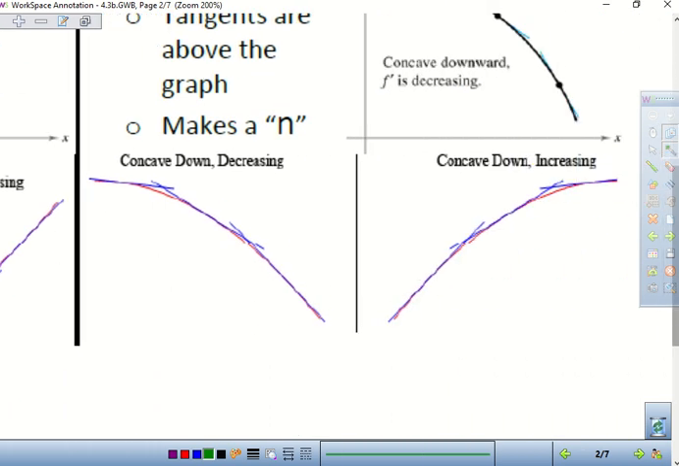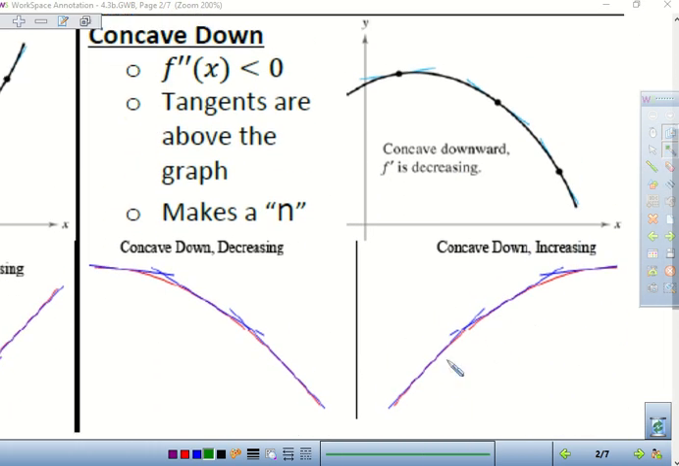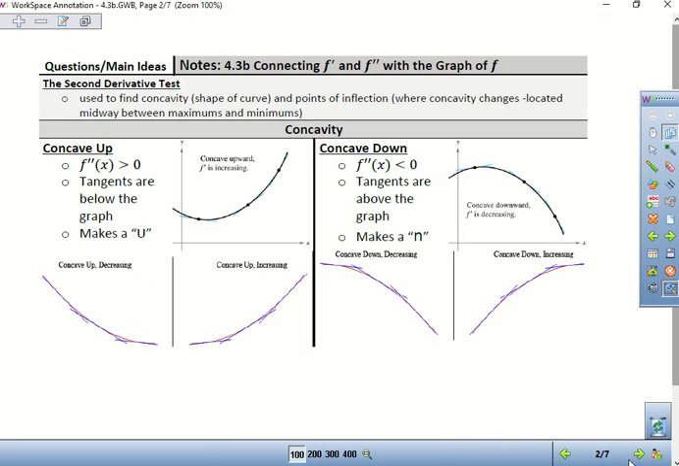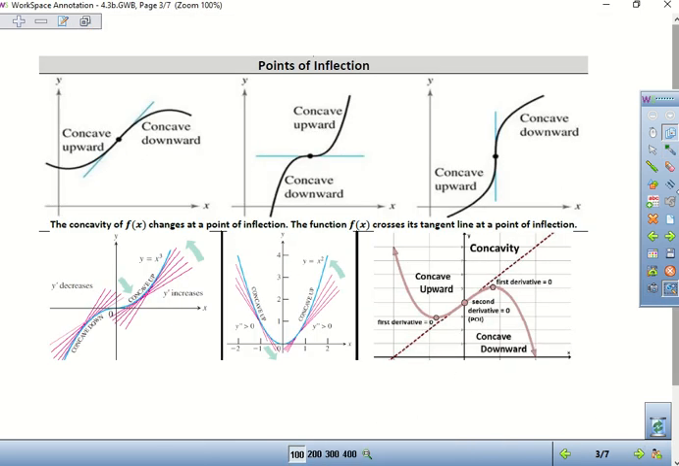Now, if something is concave downward, what do you think about the tangent line here? Be above. It's always above. All the tangent lines would always be above the graph. So that's how you can determine if something is concave upward versus downward just visually. Here are some other examples of concave up and concave down that might be a little less obvious to notice.